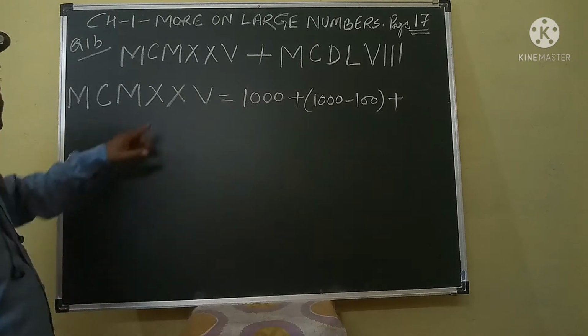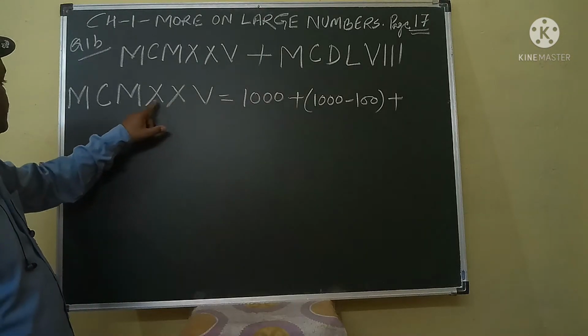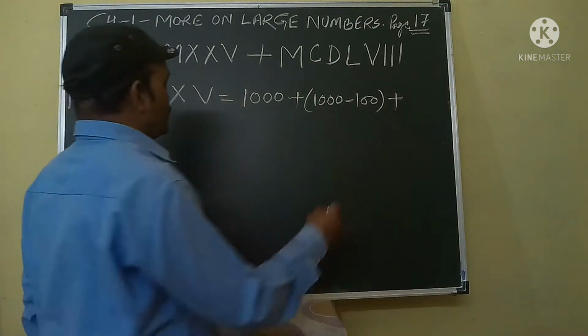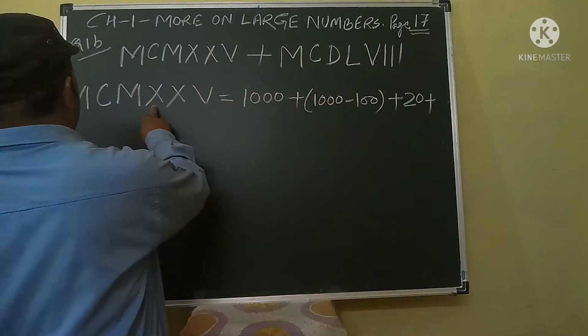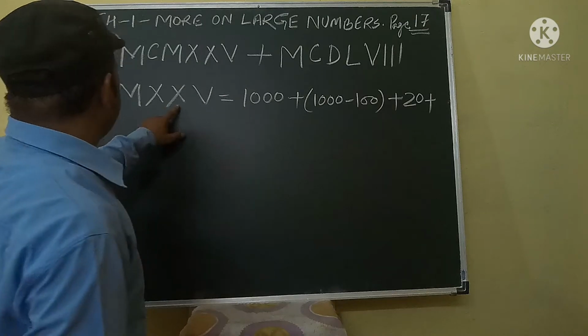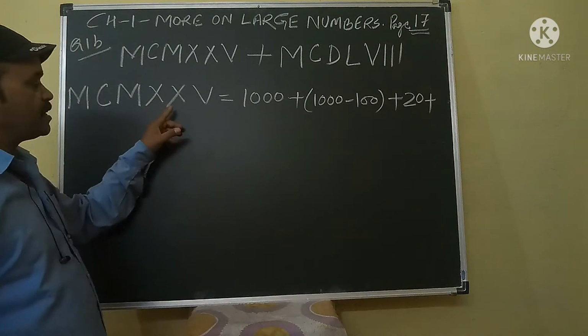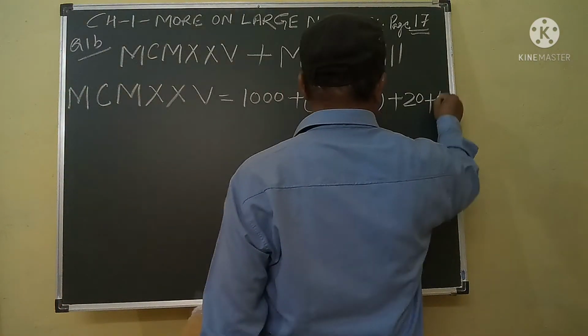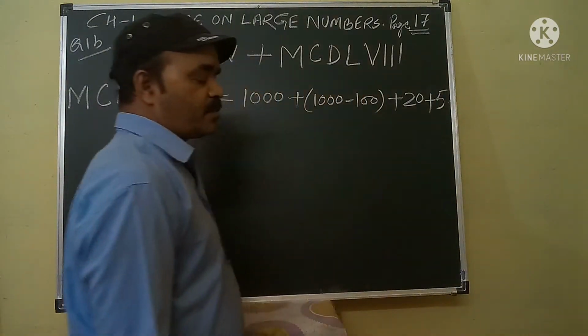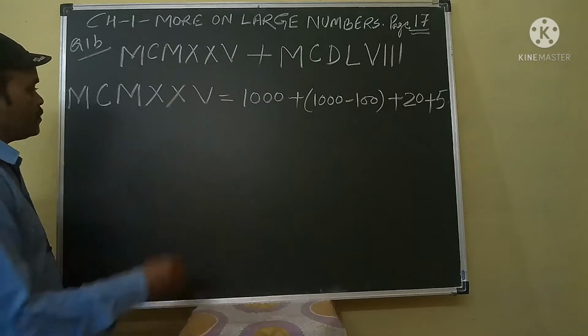X means 10. 10 plus 10 will give you 20. And V stands for 5. So what will you do?